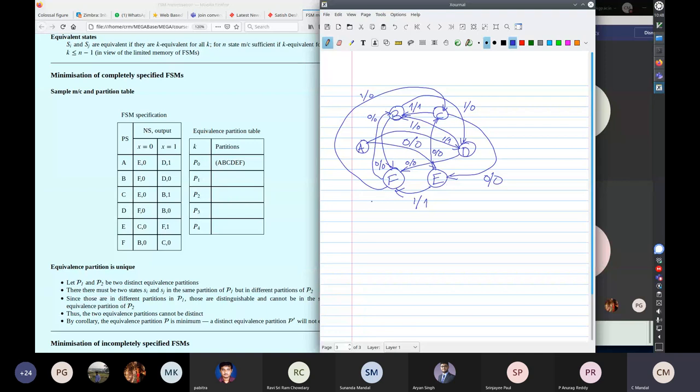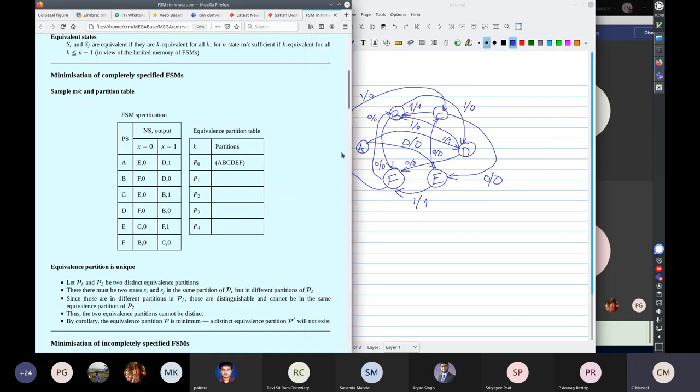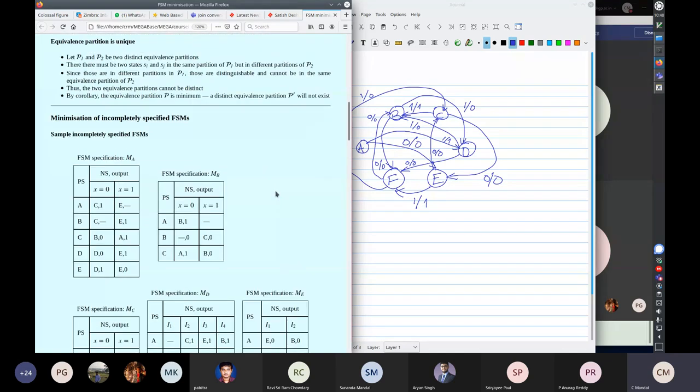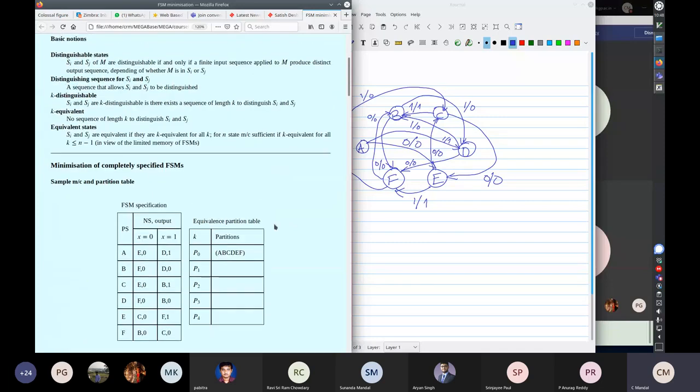Alright. So this is my machine, and it is fully specified. Why is it fully specified? As you can see, for each input, the next state is defined and the output is also defined. So this machine is fully specified. Sometimes we'll see that machines need not be fully specified. We'll see that later.